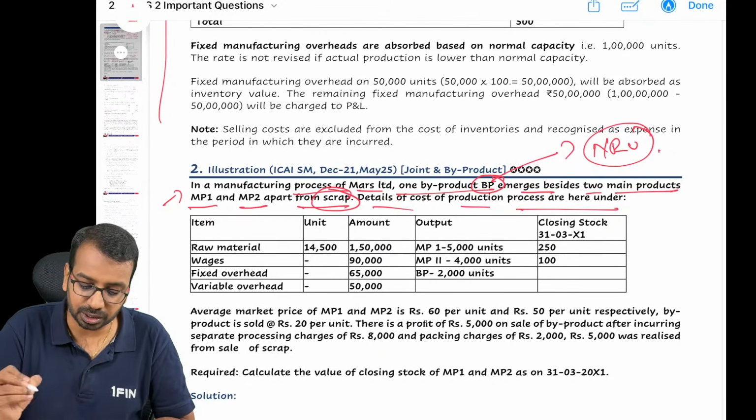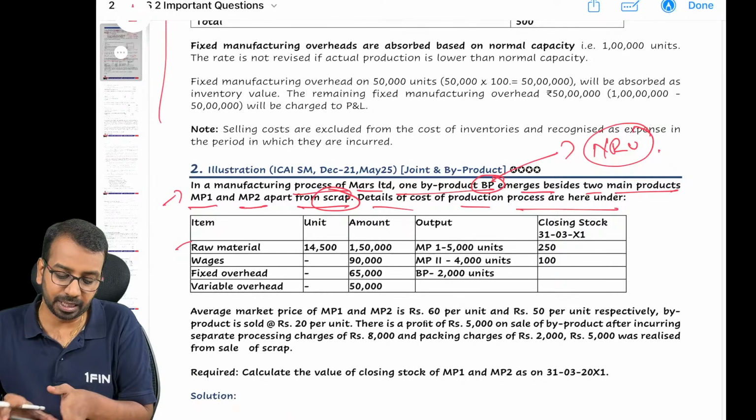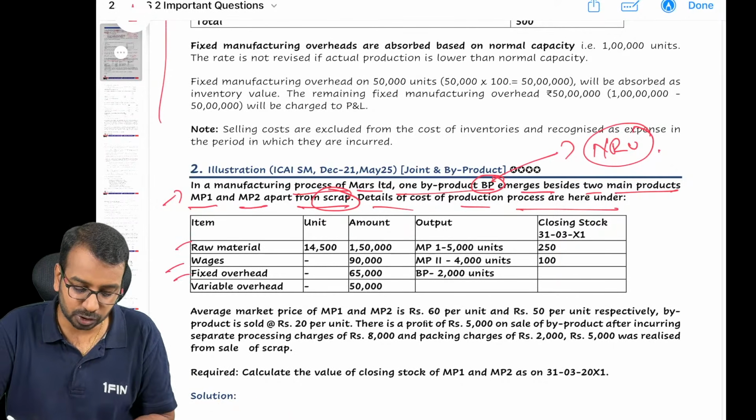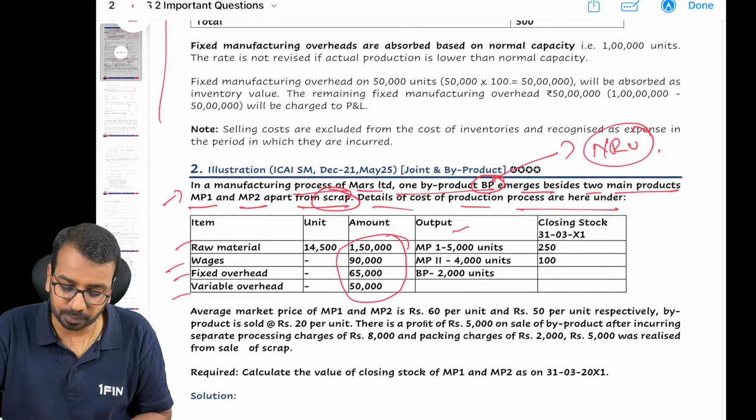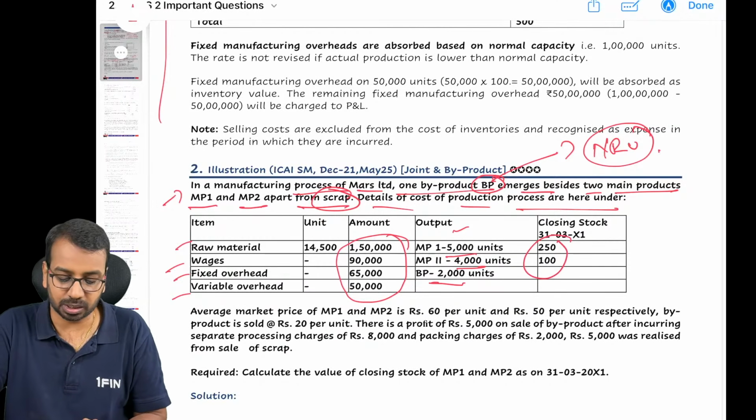Details of cost of production are given below. They have given raw material, wages, fixed overhead, and variable overhead. This is the cost of production. They have given output of 5,000 and 4,000 for the main products, 2,000 for the byproduct, and closing stock.